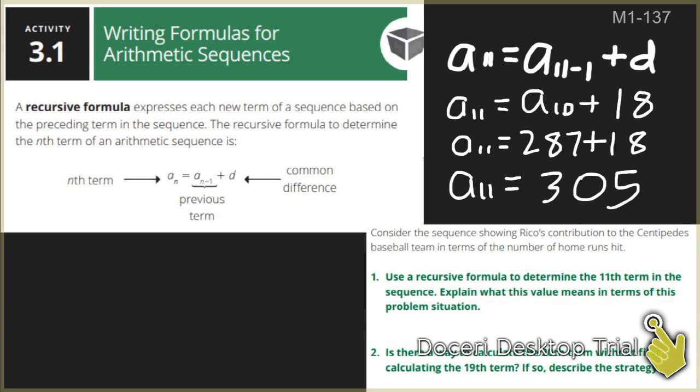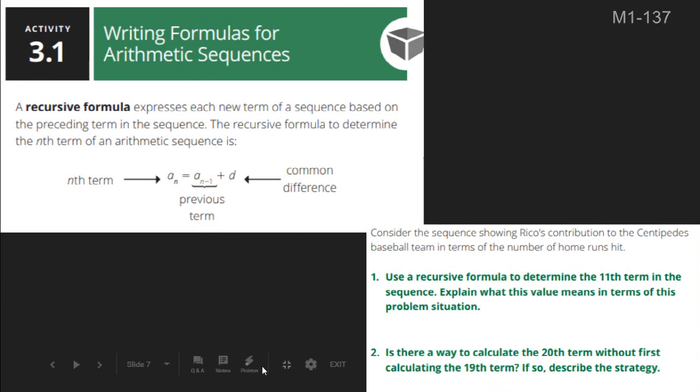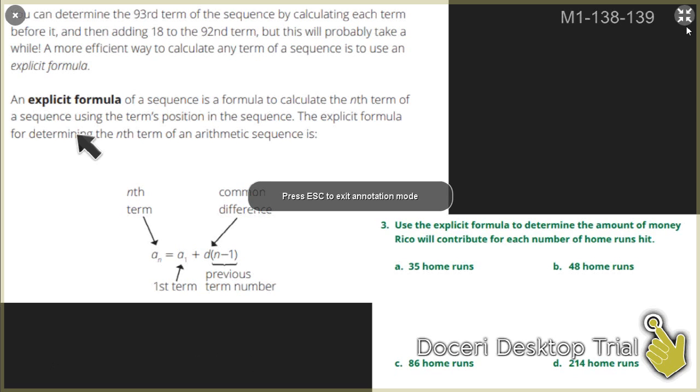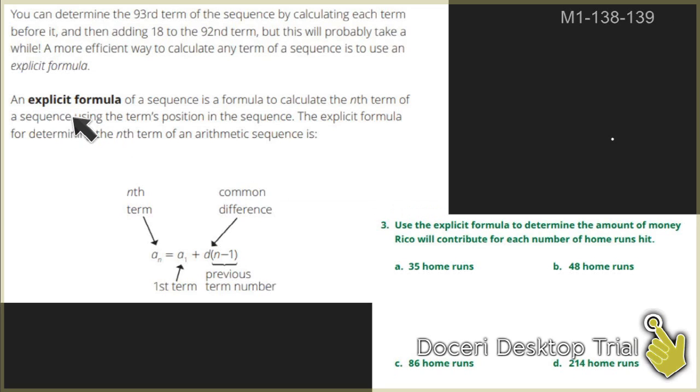Okay? Question 2 says, is there a way to calculate the 20th term without calculating the 19th term? If so, describe the strategy. Okay? Well, we haven't learned anything like that yet, but that's leading us into the next page. So if you turn to the next page, which is page 138, we're going to be on 138 and 139. We are now looking at what's called an explicit formula. So now everybody say explicit formula.